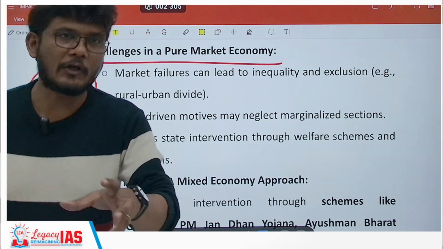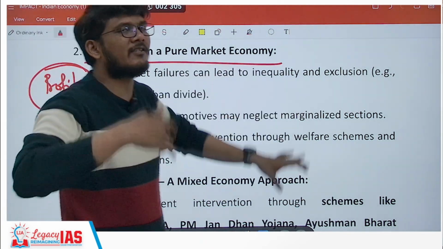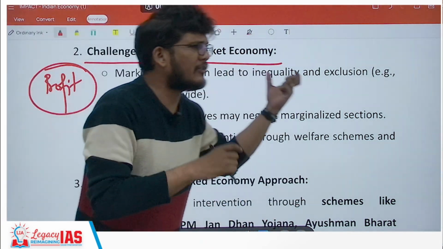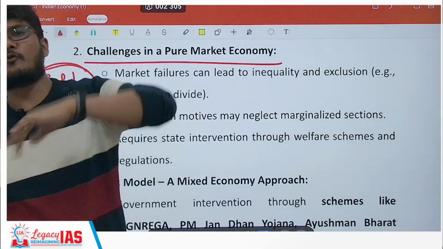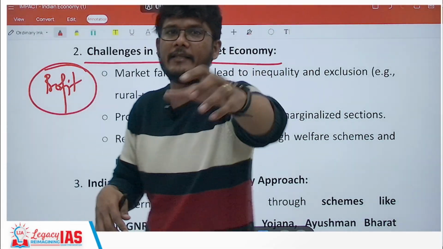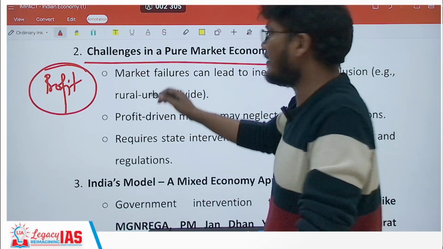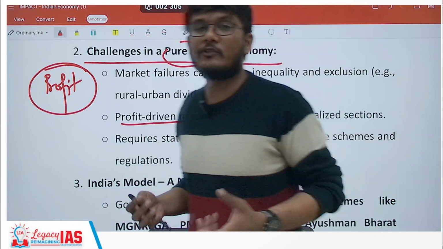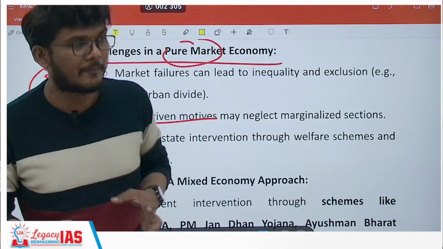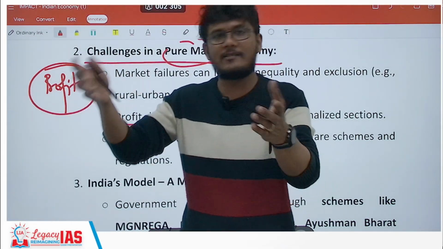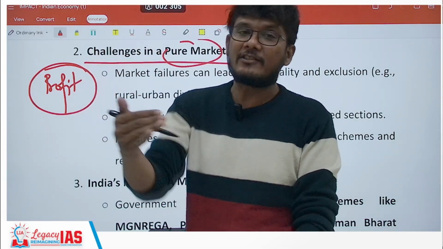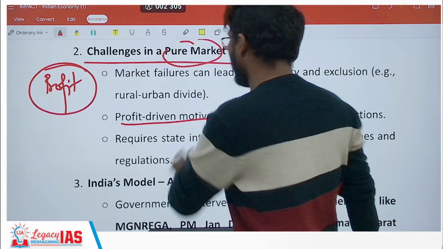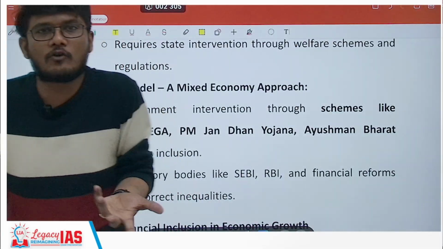Now, exactly because of this issue with market economy, the state economy came, and then the mixed economy. You don't have to dwell much on the state economy, because then you will have to write the issues of the state economy. Directly jump into saying that since there is a market economy, profit-driven motives are there, the last person standing in the queue will not get the benefits, specifically of the basic needs. As a result, state intervention becomes necessary, leading to the mixed economic system. Right?